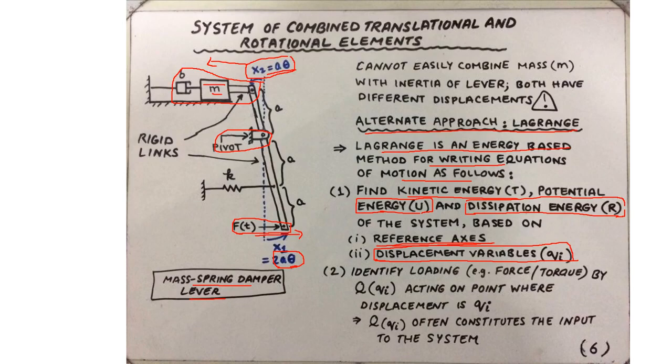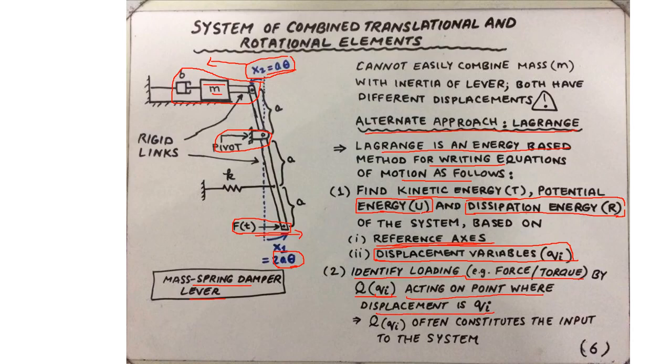Next, we need also to identify the loading. By that we mean the force or the torque represented by capital Q, which is going to be a function of a corresponding displacement variable, small q of I. So this loading, a force or a torque, will act on a point where the displacement is q of I.